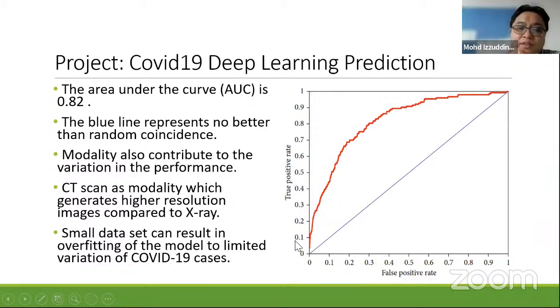But if we compare with the other systems that we have read through in the journals, ours is not that good compared to them. They are like 0.9 something. I think that is because the modality that they have used is much better than what we have used. We are using X-ray images. They are using CT scans, so it's like 3D images. So it is much better.